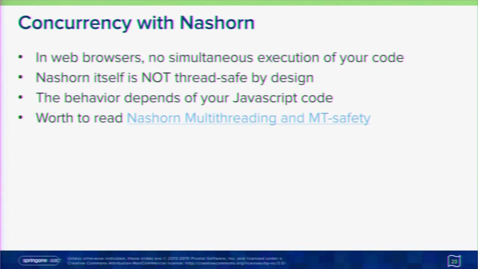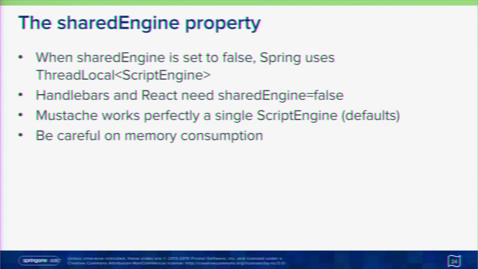That means that if your JavaScript code uses some global stateful variable with a single Nashorn instance and you use it in multiple threads, that will explode. That will not work. So since your Spring MVC is typically multi-thread, we introduced the sharedEngine Boolean property.